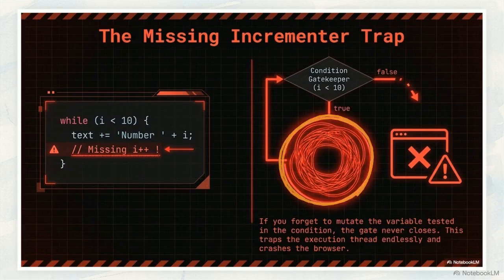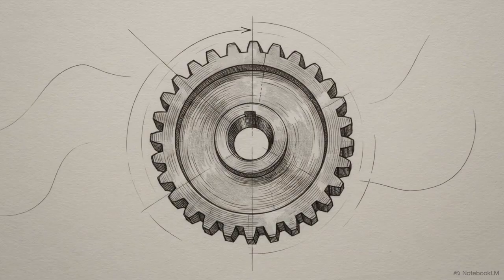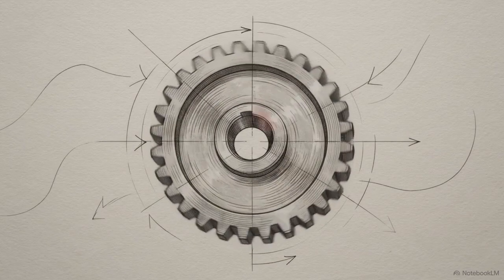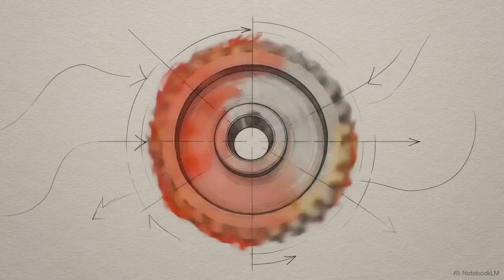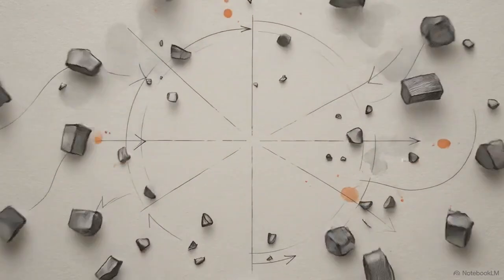This warning schematic shows a common developer error, the infinite loop. If you forget to include the command that changes your condition, like a missing number incrementer, the exit requirement can never be met. The condition gate stays permanently locked. The execution thread is trapped inside, spinning endlessly until it consumes all memory and crashes the browser entirely.